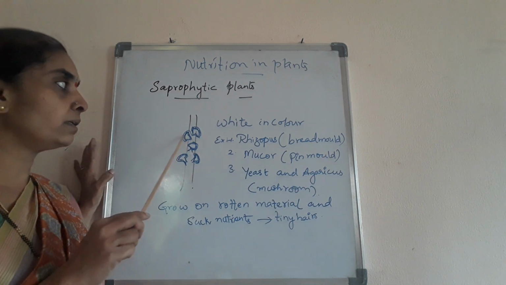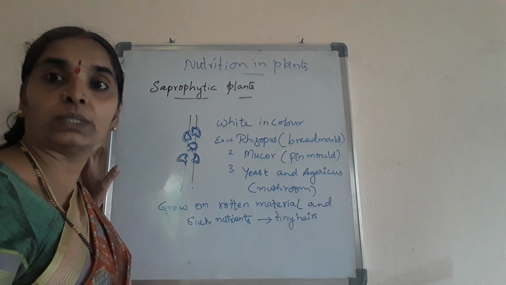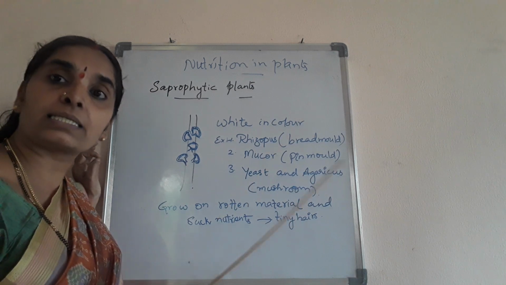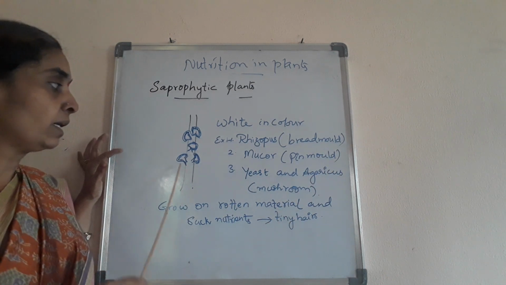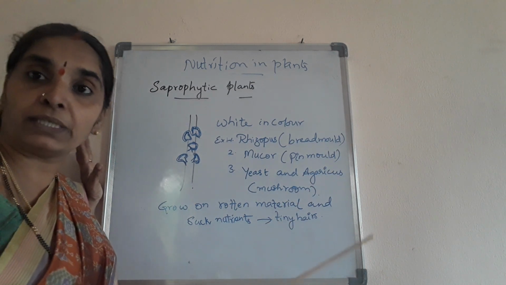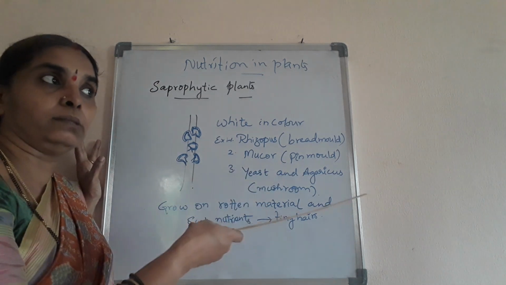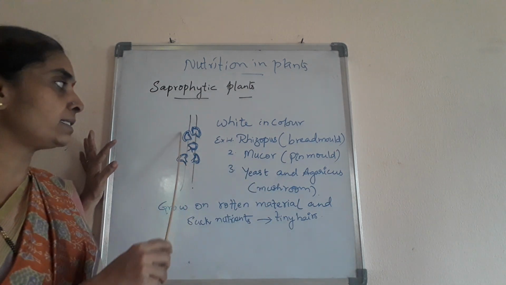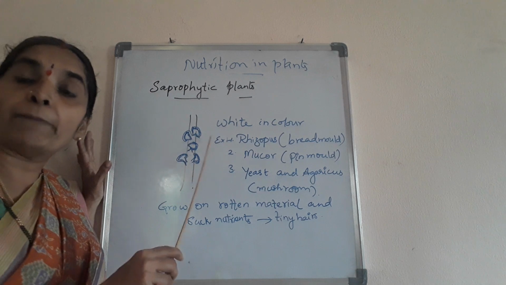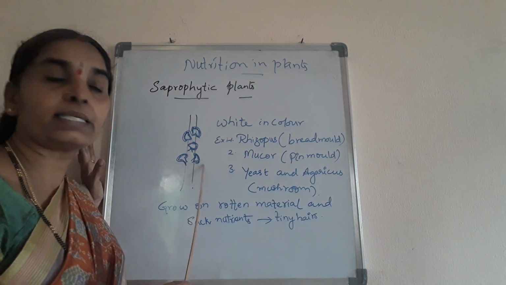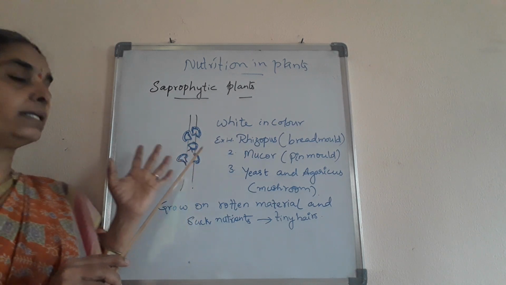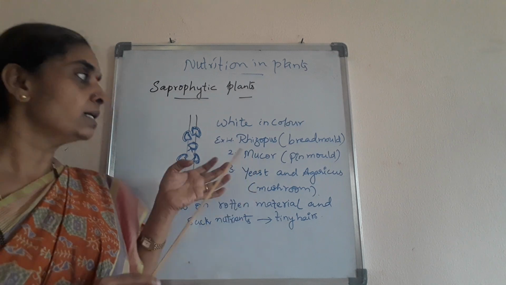So you can see the mushrooms growing over the rotten barks, or also over the food material that is being thrown away, over the garbage and all. You can find this type of white colored umbrella-like structures. They are called mushrooms. Okay, children, so there are three types.